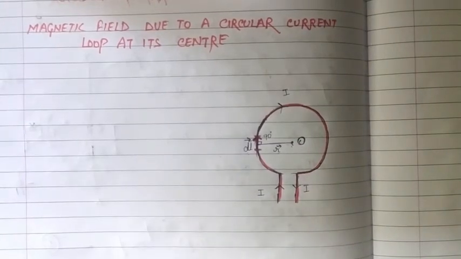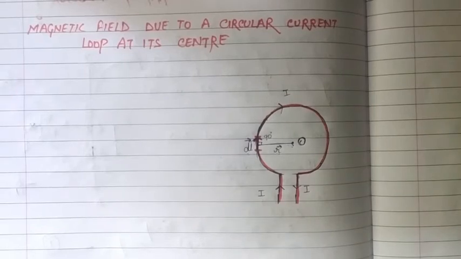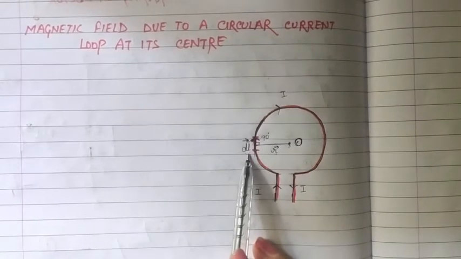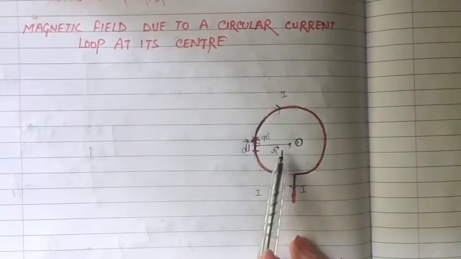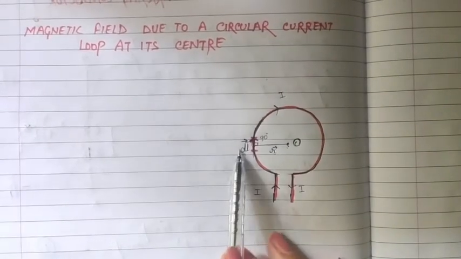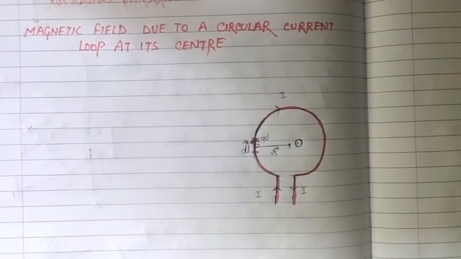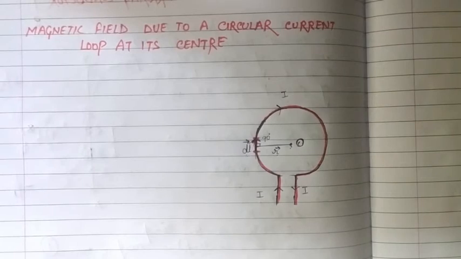So now we have considered here a circular loop with some current capital I in clockwise direction. Then we have considered a current element dl vector. The position vector of point O with respect to this dl vector is r vector and the angle between the two is 90 degrees. Now we can apply Biot-Savart law here.